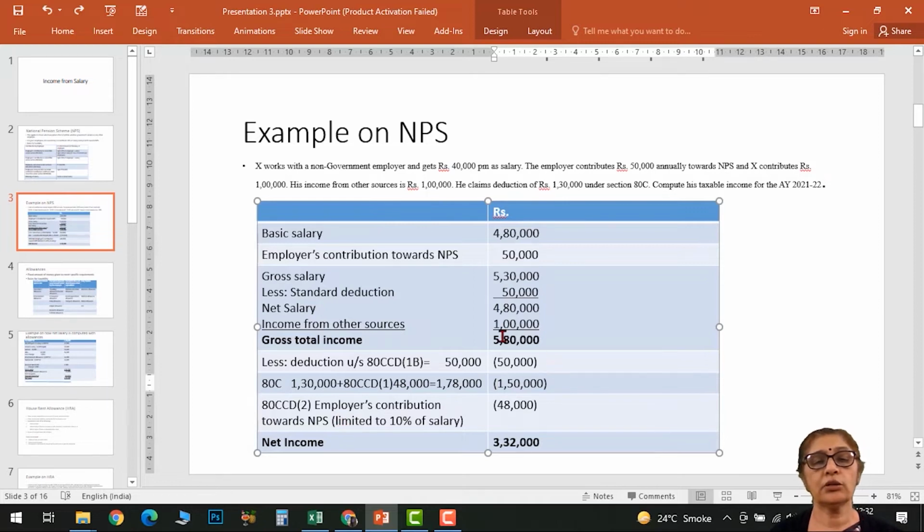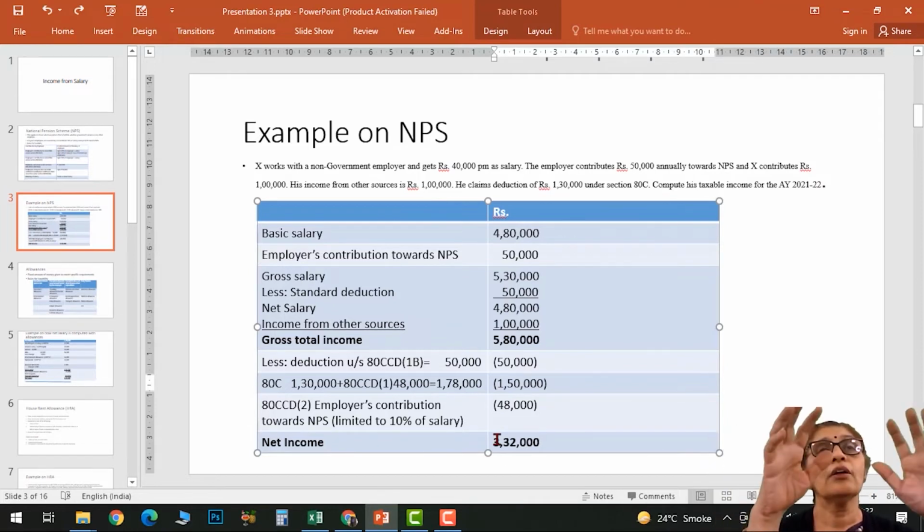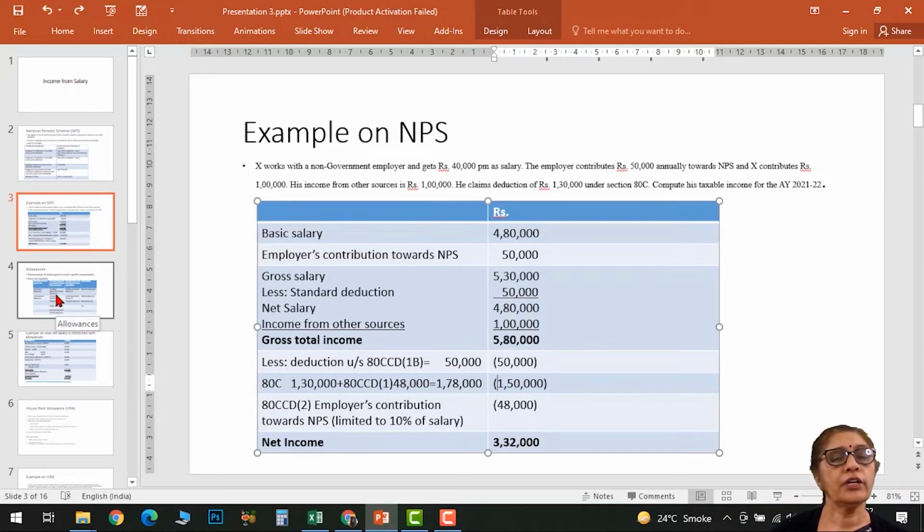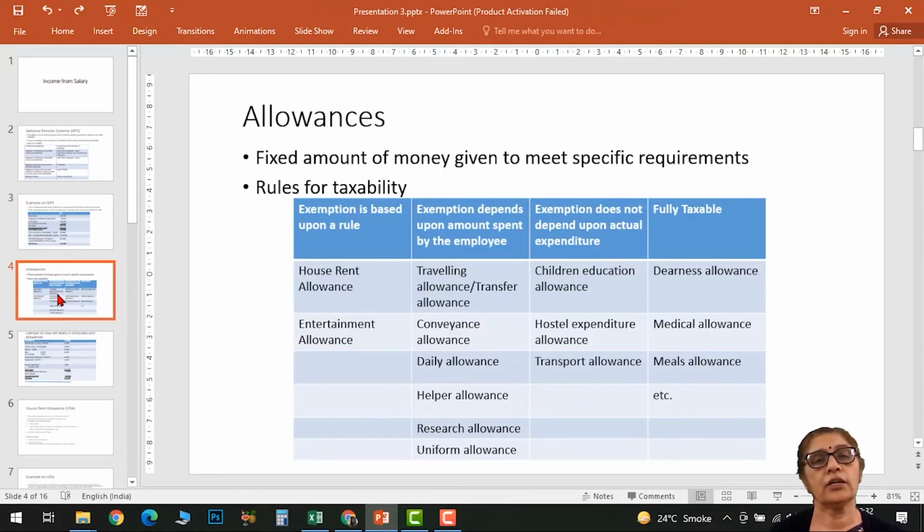So this is the format of computing the net income. 580 less 2,48,000. Net income is 3,32,000. So that's where we are done with three very important pension retirement benefits: leave salary, gratuity, and pension. We now move on to the next component of salary, allowances.